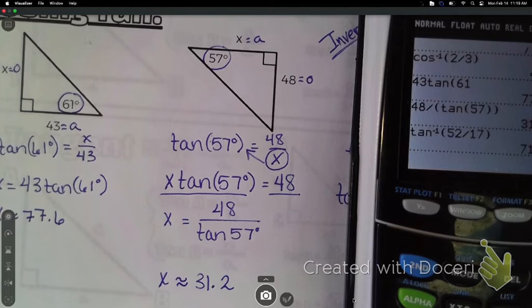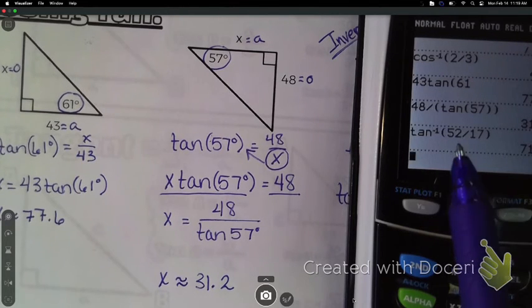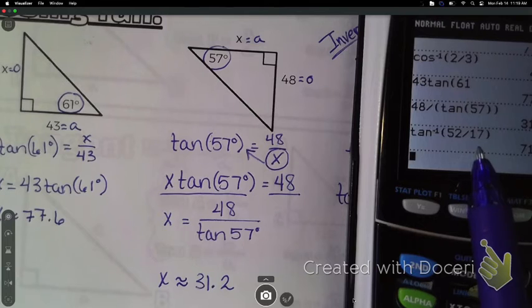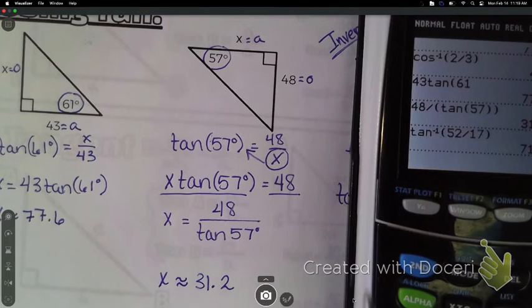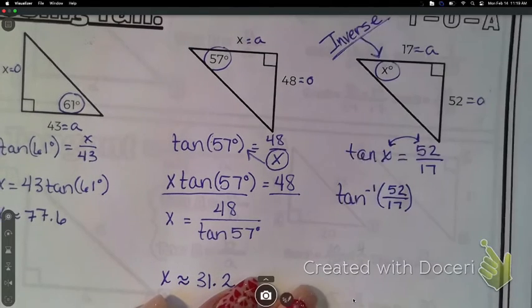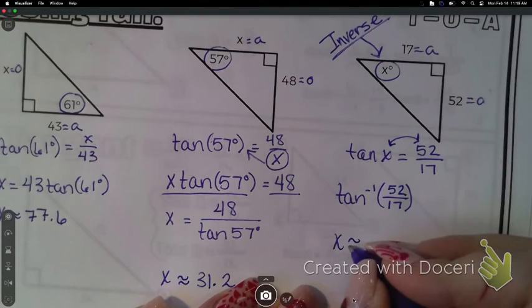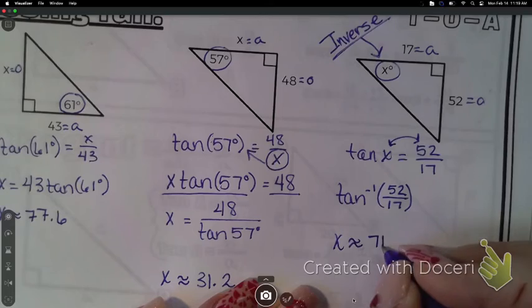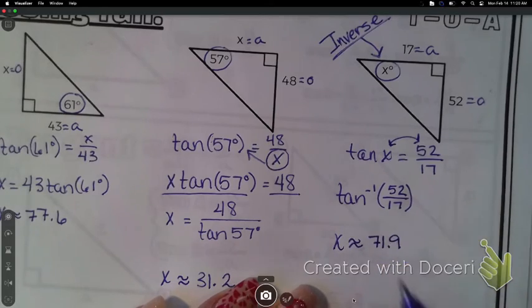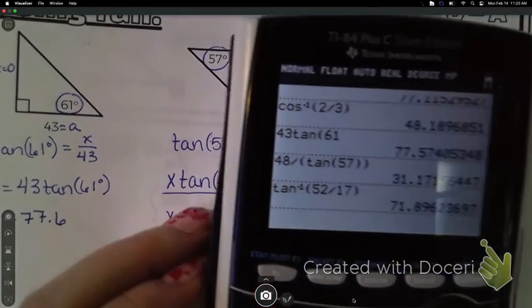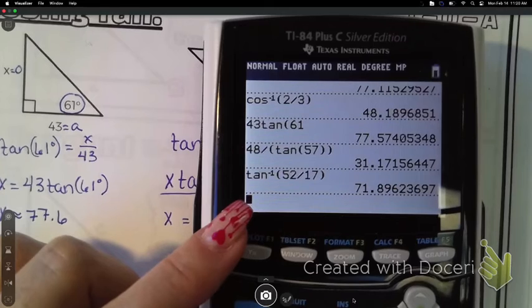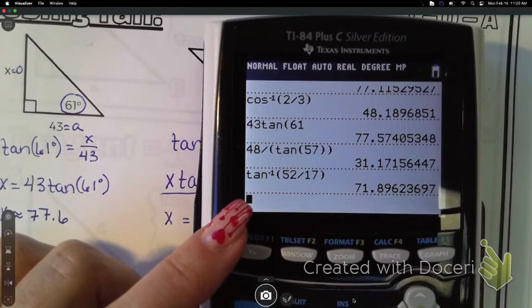Now, you should get approximately 71.9 degrees. I got 73.4. Try it again. Make sure you put 52 over 17. Make sure you use tangent. What did you guys say? X is approximately 71.9. Okay, try putting it in there again. You should have inverse tangent of 52 over 17. Yeah, that's fine.